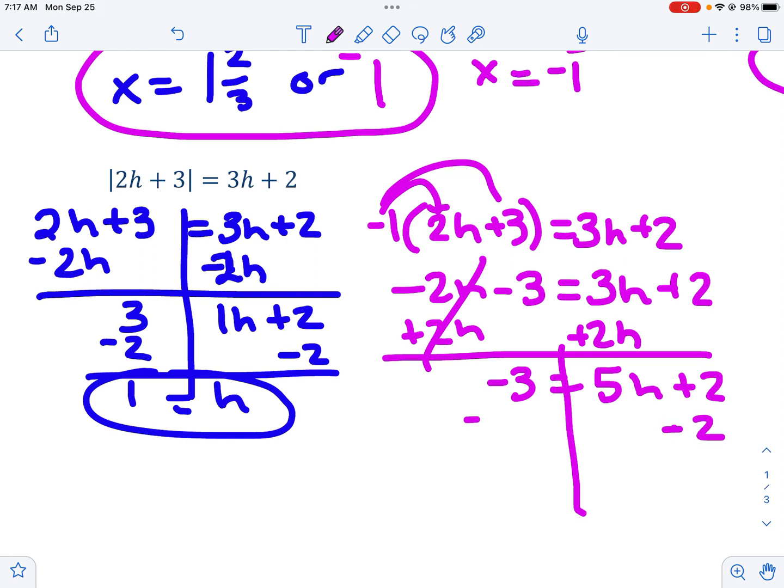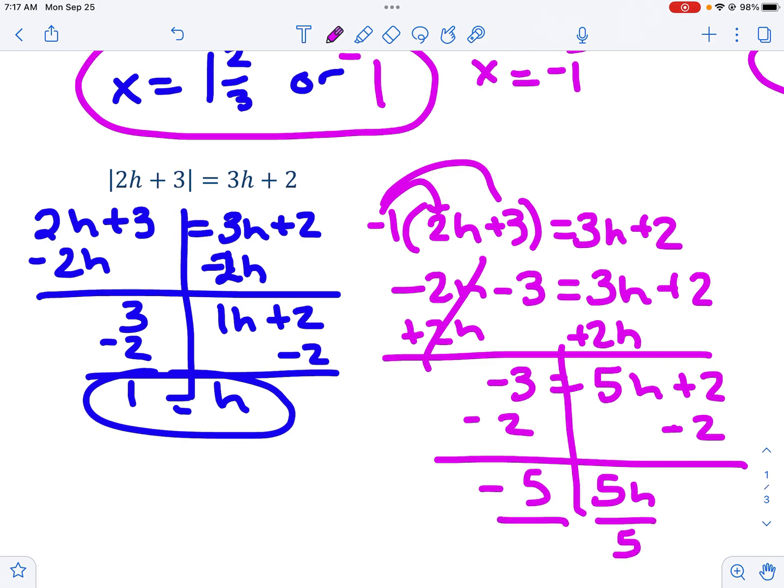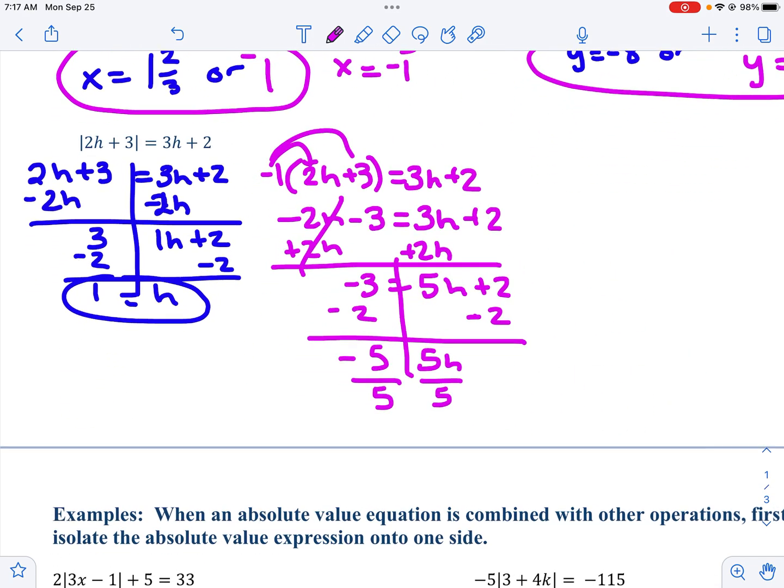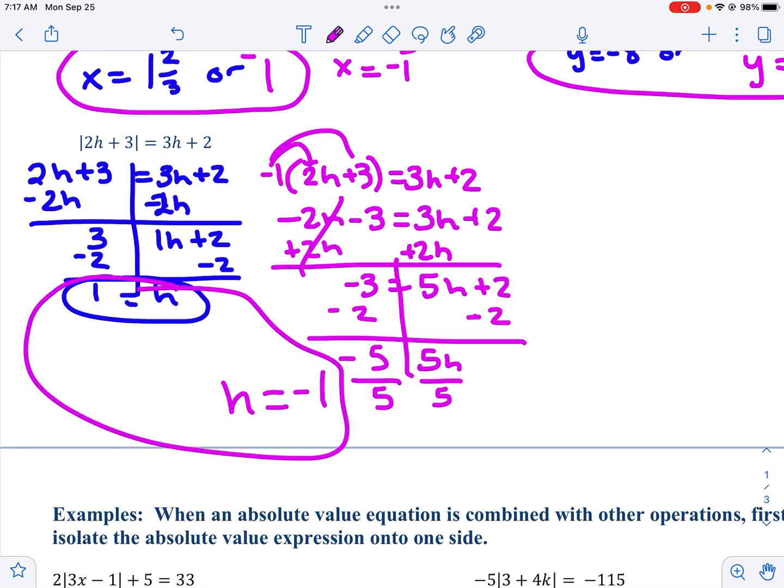Now it's still a two-step, so I'm going to go ahead and finish it out by subtracting and then dividing. And we get a final answer here of h equals -1. So these are my two solutions.